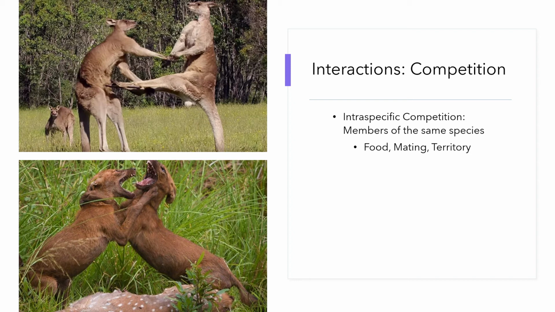They're fighting over food, they're fighting over mates, they're fighting over territory. Okay, so as you can see, the top one has some kangaroos that are boxing. They're fighting over a mate, as you can see right there as well.